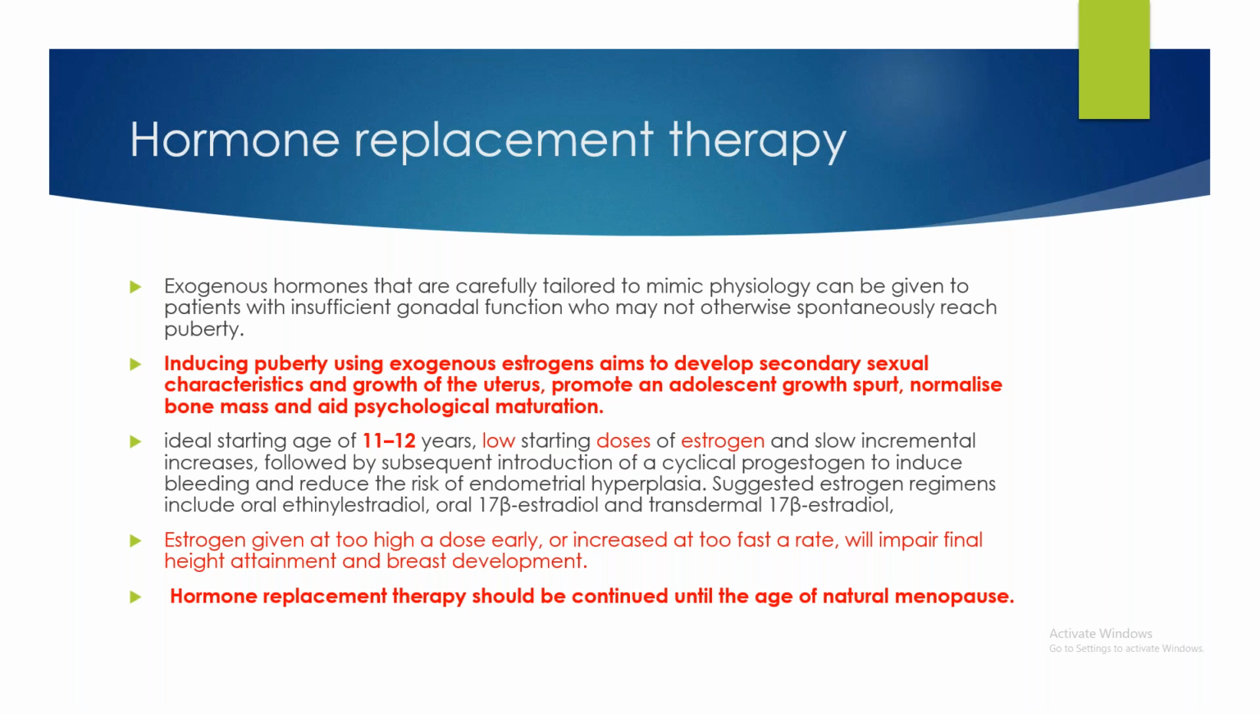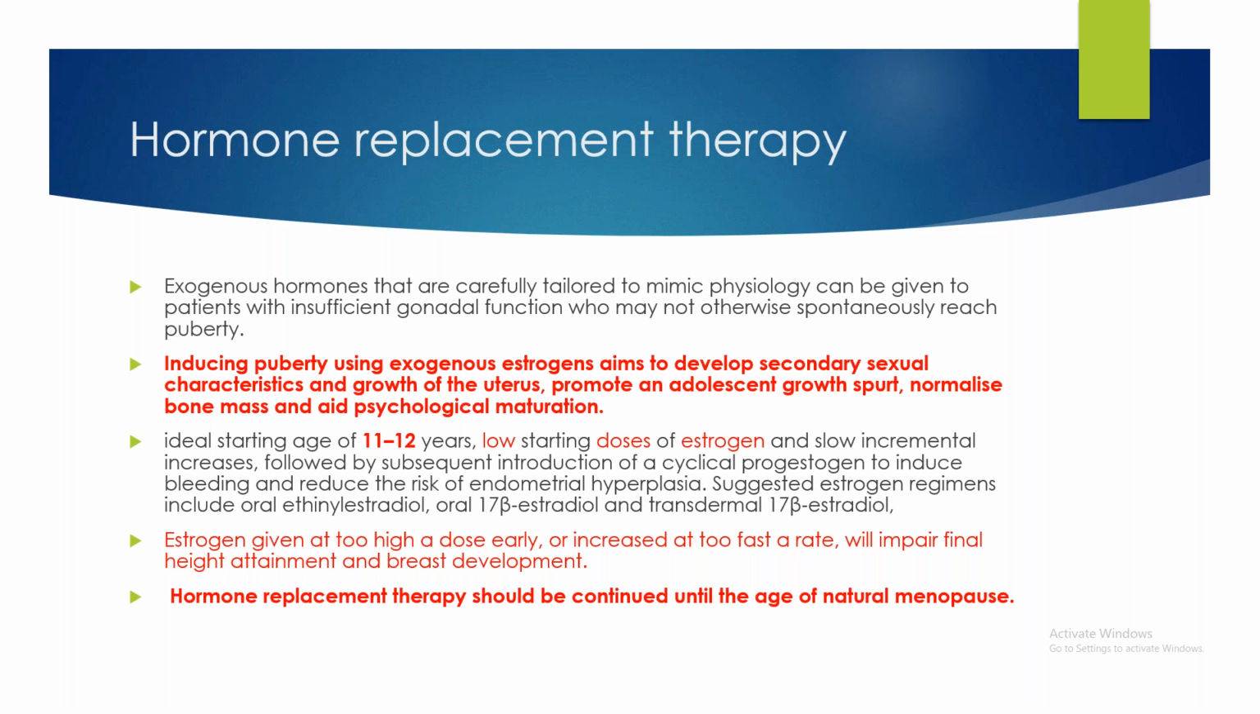So this hormone replacement is given to develop secondary sexual characteristics, growth of the uterus, to promote the adolescent growth spurt, normalize bone mass and aid psychological maturation. Basically it should be started at the age of 11 to 12 years with a low dose of estrogen, and slowly incremental doses should be given. And finally, a cyclical progesterone should be given to induce a withdrawal bleed, to reduce the risk of endometrial hyperplasia. So it is usually tailored like that.